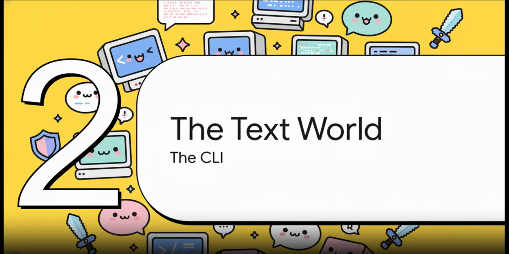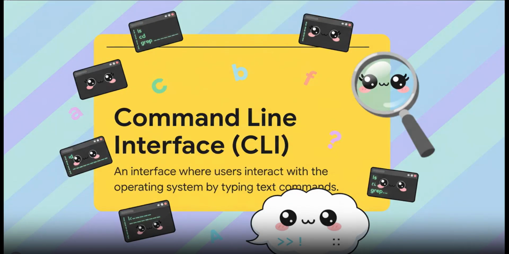And that brings us perfectly to our second destination, the text world. This is the home of the command line interface, or the CLI. And believe me, it is a whole different way of talking to your computer. In a CLI, forget about icons and windows. There are none. Your entire interaction is through text. You type specific commands into a little blinking cursor to tell the system exactly what you want it to do. It's like having a direct conversation, but you have to speak the computer's language perfectly.